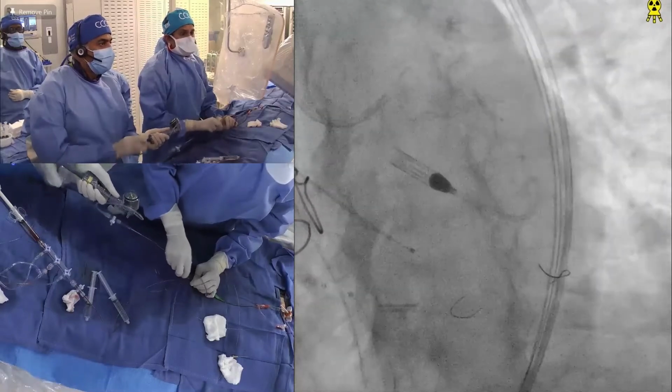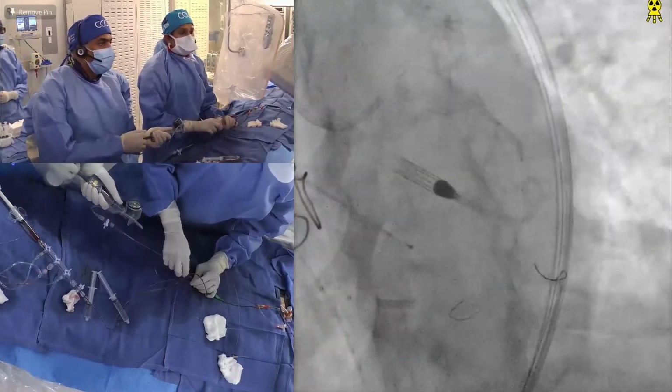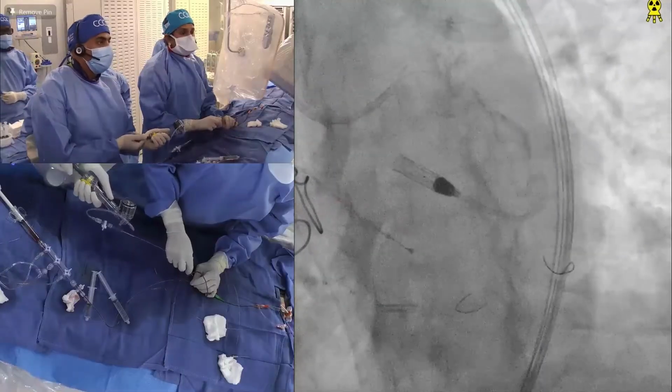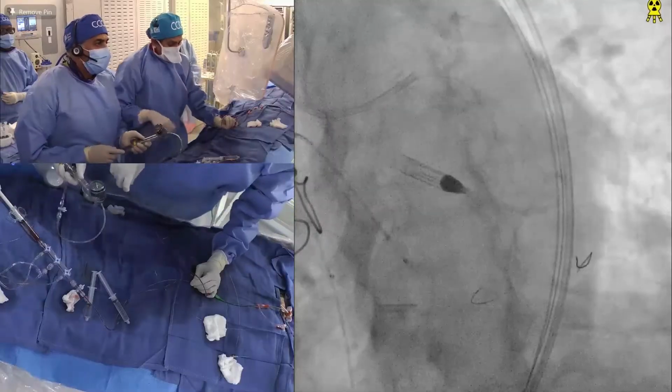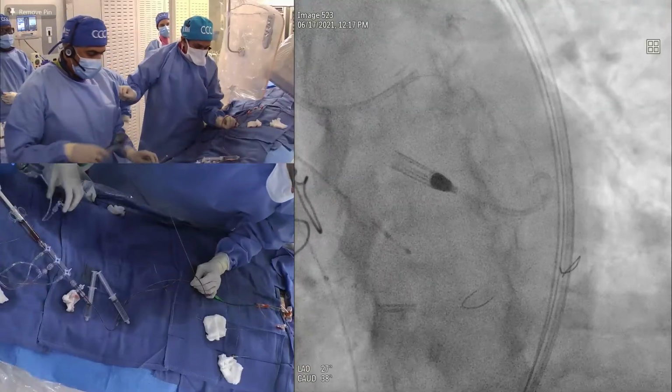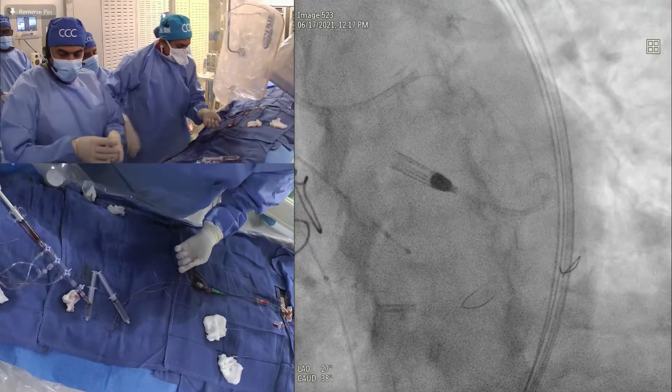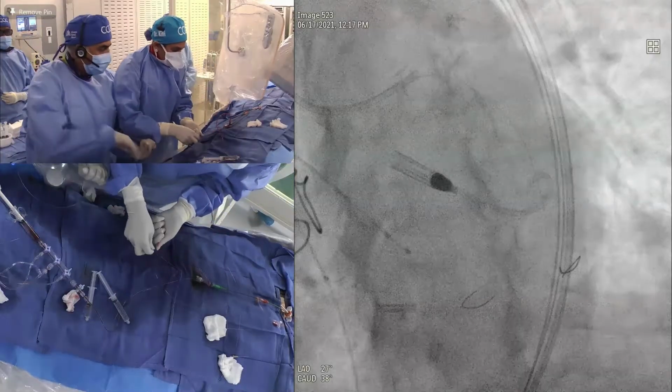Okay, go up there. My question is, what if you direct back your wire into the main distal circumflex? I tried, initially it did not go. I had to maybe change the... Okay, let me try now.